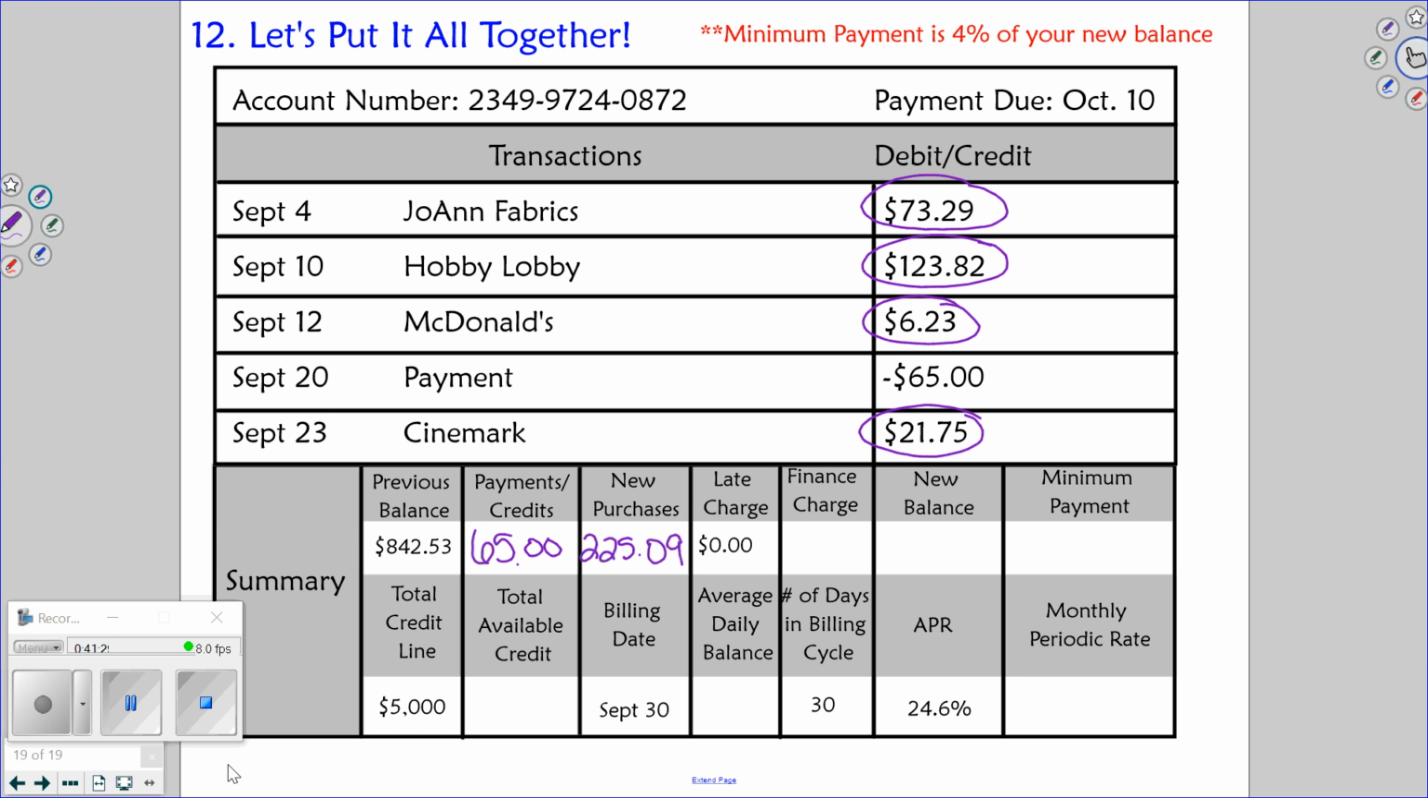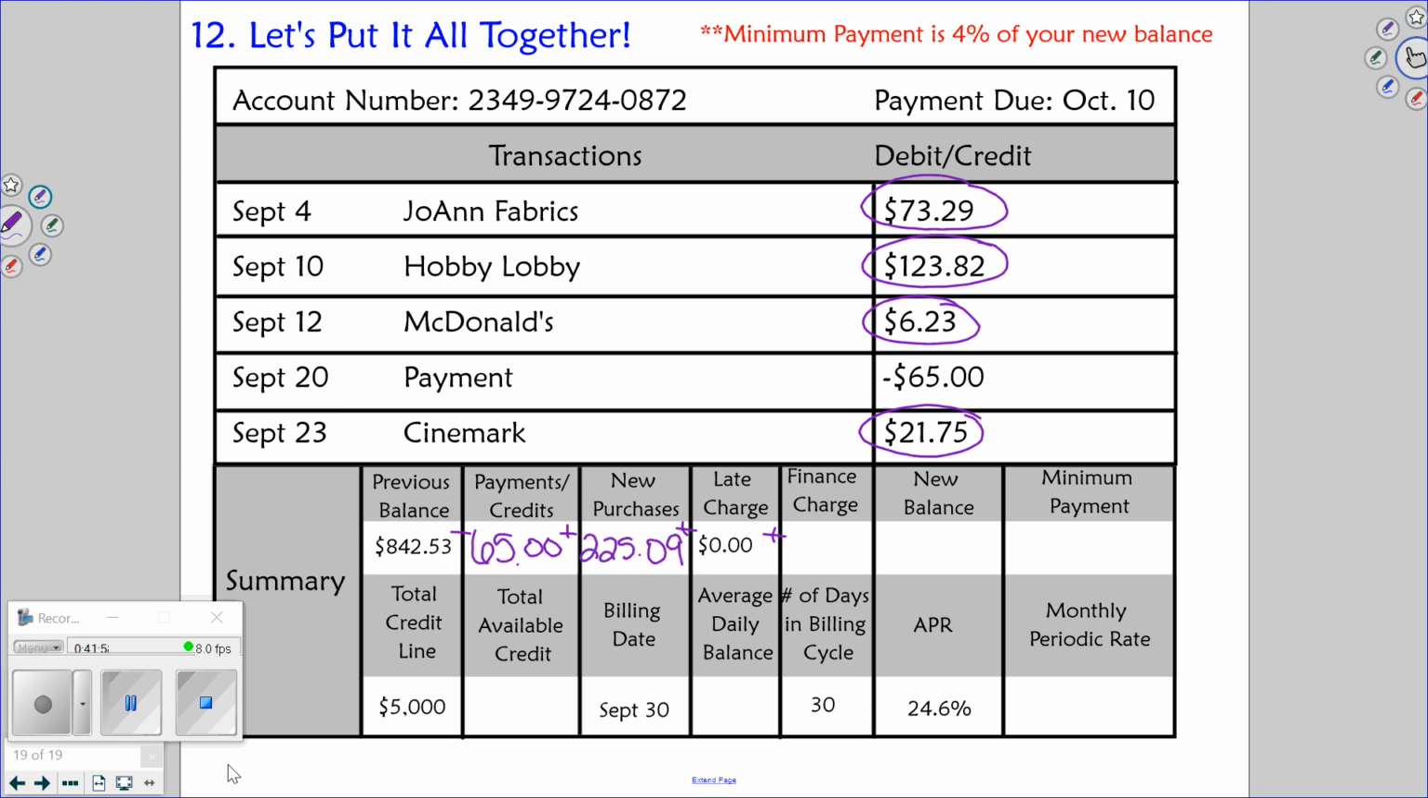Do I know the new balance? Didn't we just practice finding new balances? You take your previous balance. What do you do with payments and credits? You subtract them. What do you do with new purchases? Add them. All right, late charge. We don't have them, we add, but wait a minute. You'd have to add on your finance charge too, right? So we can't actually do the new balance yet. Can I do the minimum payment then?